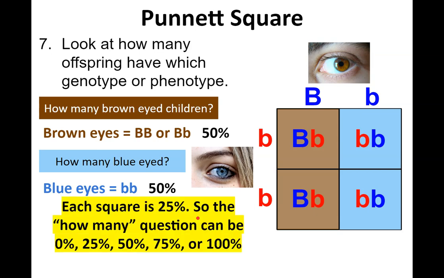Okay? Now, in any Punnett square, each square is 25%. So the how-many-of-whoever question can only be this combination at this point in your biology career. You can actually make it do other things, but that comes later. So whenever I ask you how many, it's going to be one of these: 0%, 25%, 50%, 75%, or 100%. That's all there can be because it goes up in increments of 25%. Okay?